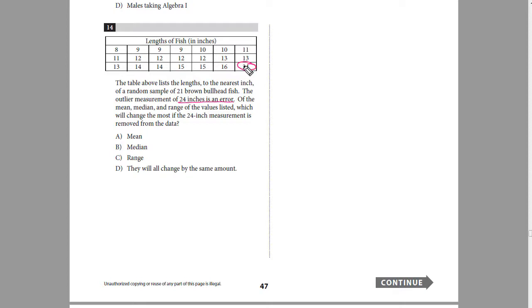So what we will do, I'll remove this value from the data and calculate the mean, median and range for this data. So the mean will become the sum of all the values divided by 20, because I have removed this value. Also I'll find the mean with the value of 24 as well. So mean without 24 and mean with 24. I'll write the values without 24 in this column, and with 24 in this column.